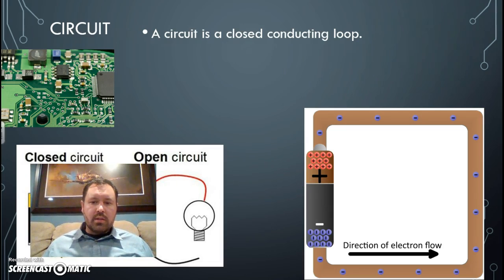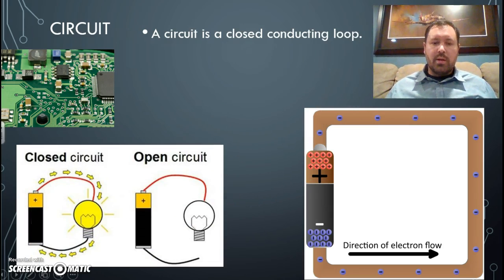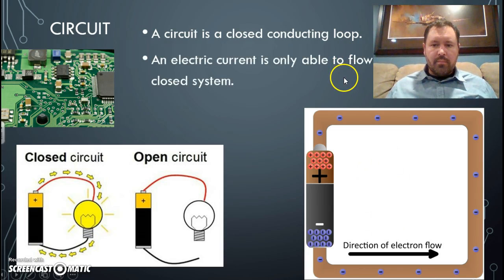Okay, let's look at some more of this. A circuit, by the way, is a closed conducting loop. So this is a circuit board in the upper left-hand corner, and you can see it's got all sorts of wires soldered in there, and it goes to some computer chips. Probably the best diagram to help us understand how a closed circuit works is this one down here with the battery. The current is only able to flow through a closed system.